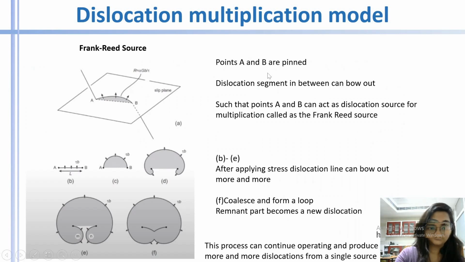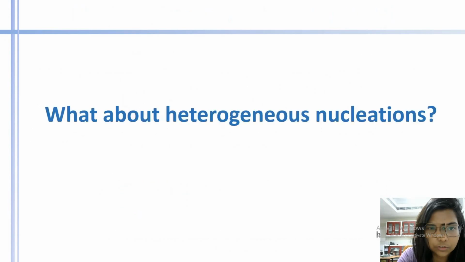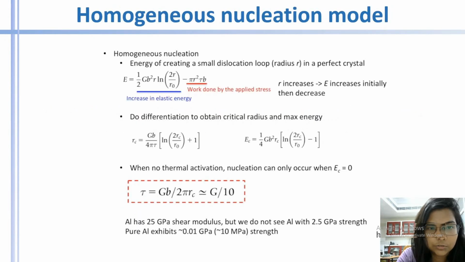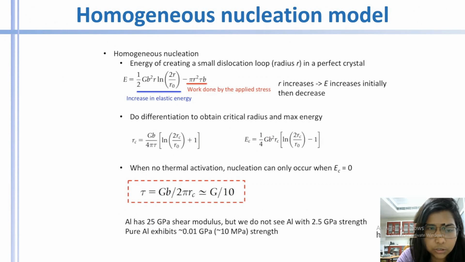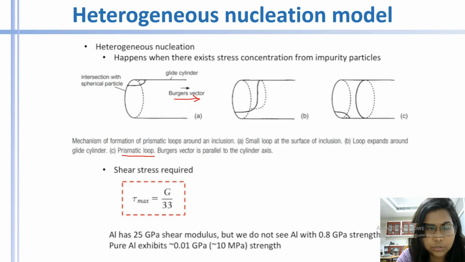So we are here, in the dislocation multiplication model. Just for a quick recap, we started at the homogeneous nucleation model, where it was not matching. Then we came to the heterogeneous nucleation model.